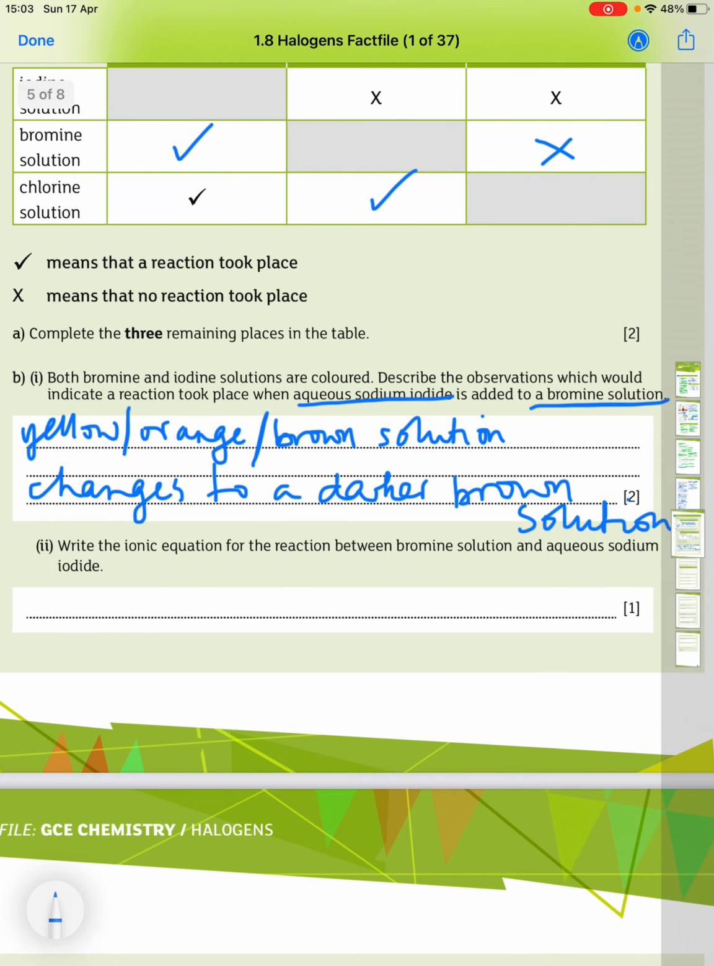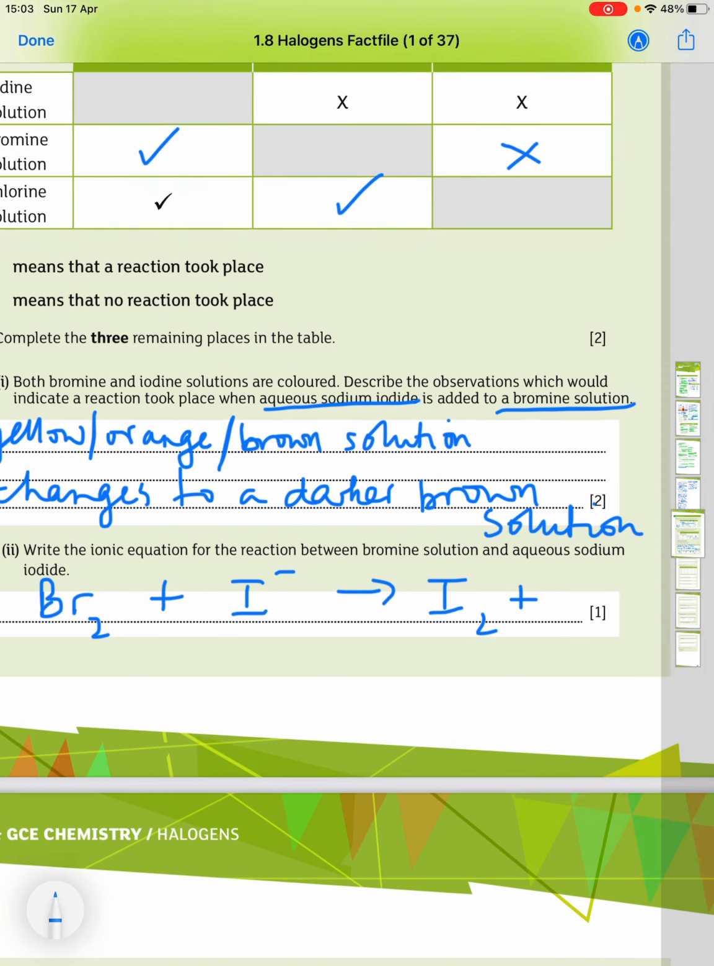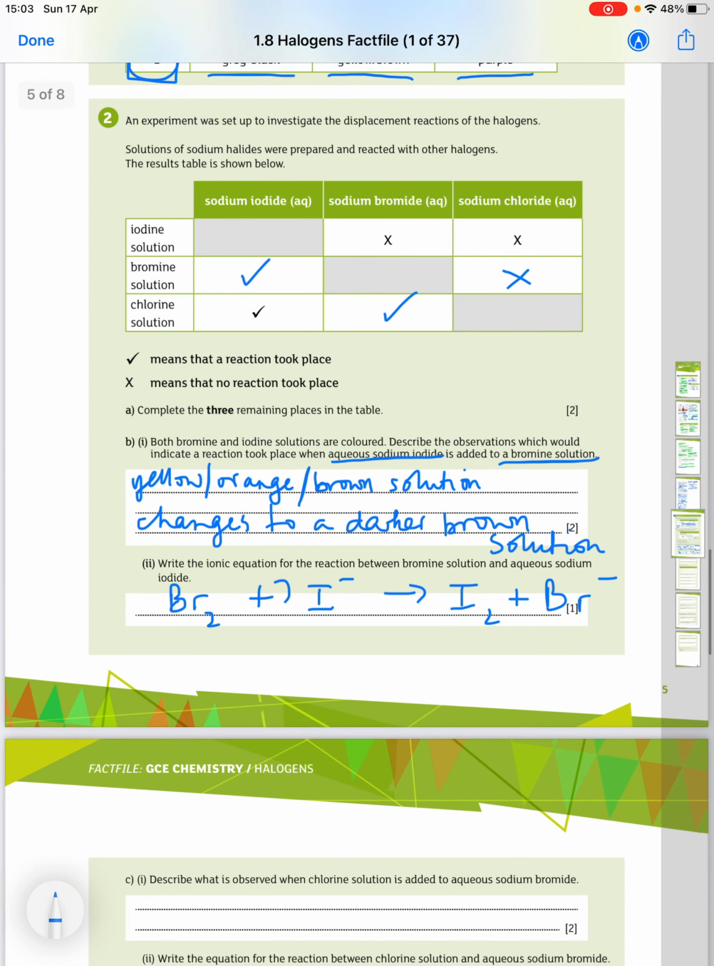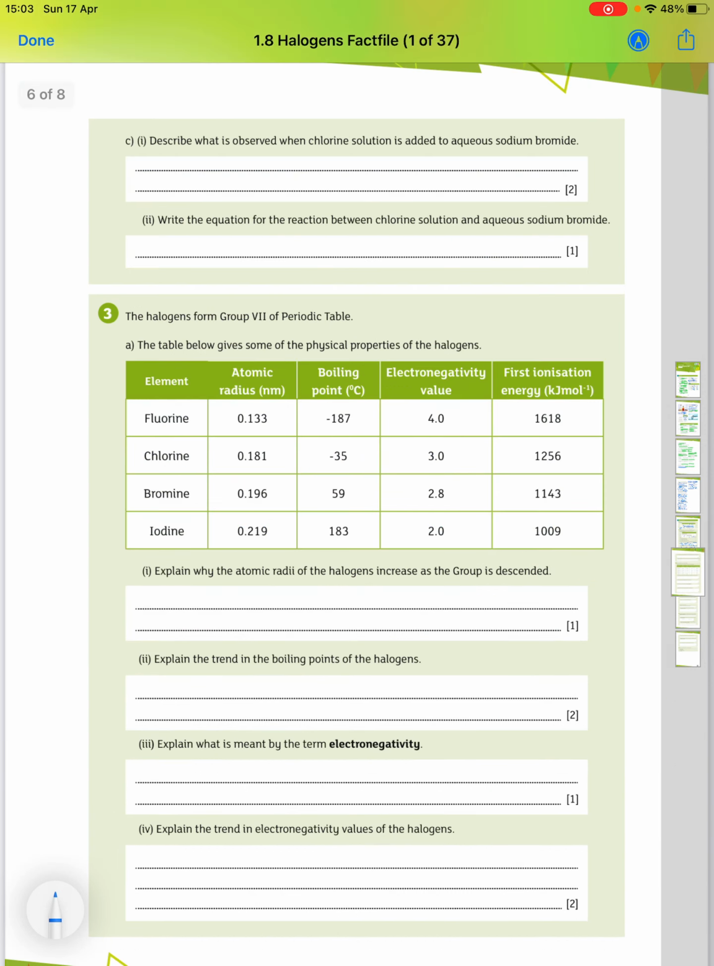Write the ionic equation for the reaction between bromine solution and aqueous sodium iodide. So bromine solution is Br2, sodium iodide gives I minus, and that's going to give us the iodine I2 and the bromide ions Br minus. So we need 2 in front of the I minus and 2 in front of the Br minus.